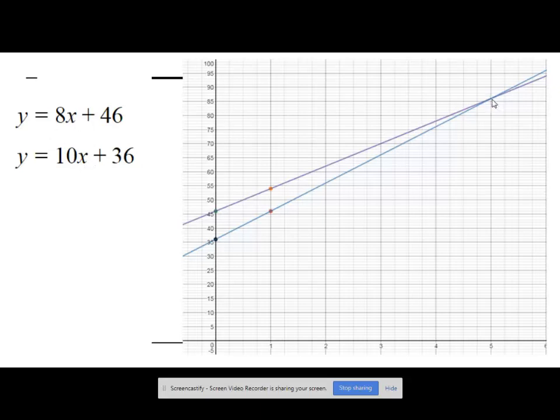Where do they intersect? It could be right here at 5 something. However, it's hard to tell. It could be at 4.9. It could be at 5.1. With the graphing, it's a little harder to tell.